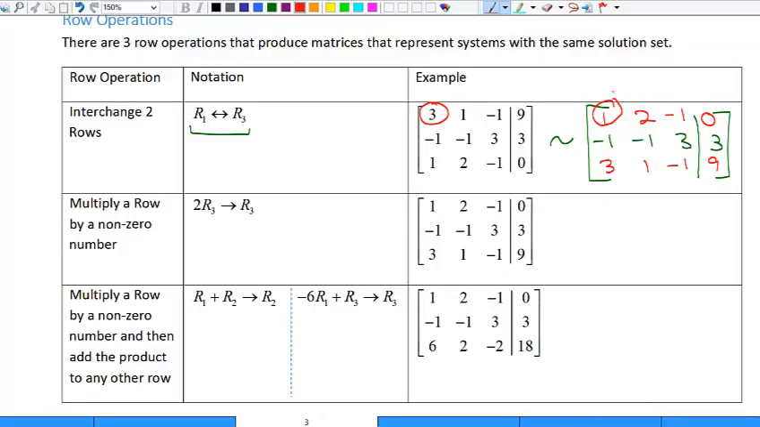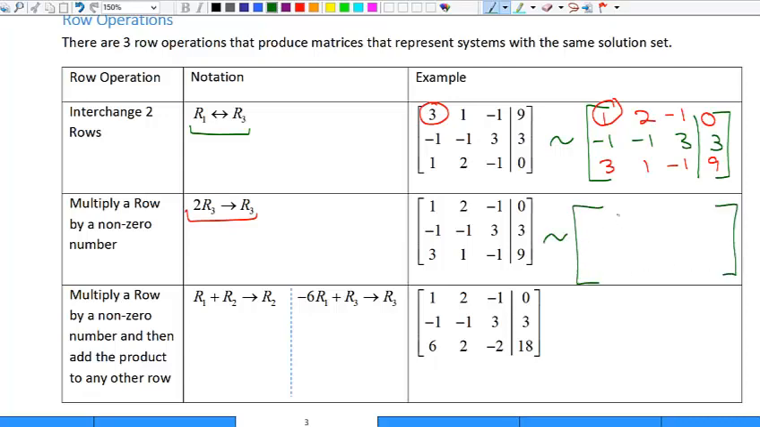The next operation that we're allowed to do is to multiply a row by any non-zero number. So if I want to take a row like row 3 and multiply it by 2 and put it back into row 3, I'm allowed to. So this is the set of instructions that I was asked to do. Take row 3, multiply it by 2, put it back into row 3. So who am I changing? I'm only changing row 3.